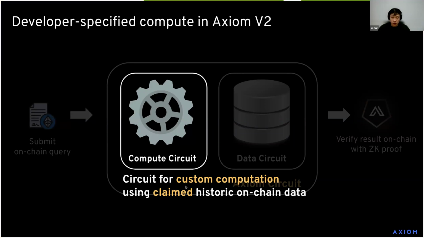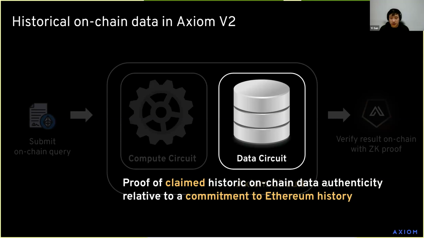Now, this circuit doesn't actually verify that those values are correct. It just says, assuming, let's say, your account balance was what we claim it is, then the average of your balance is what we claim it is. Of course, we then need to prove the actual authenticity of this input data, and that's done using the data circuit. That proves that the claimed historic on-chain data really was authentically committed to in some commitment to the Ethereum history. Now, of course, to get the statement we want, which is that we correctly computed over the Ethereum history, we need to combine these two statements. That's the function of this overall aggregate circuit.